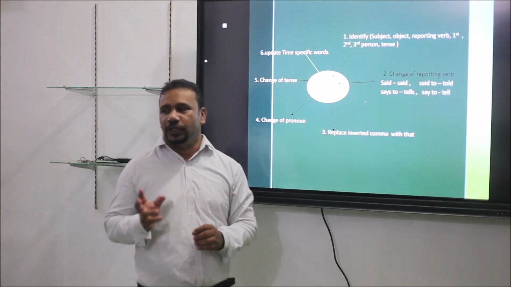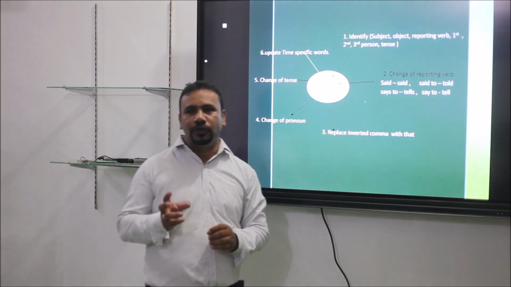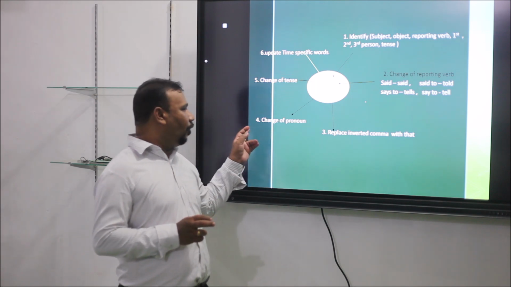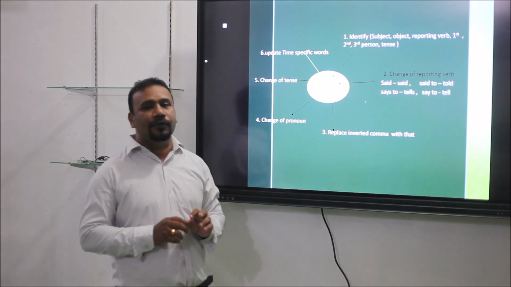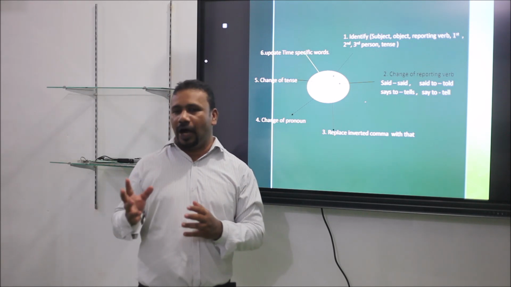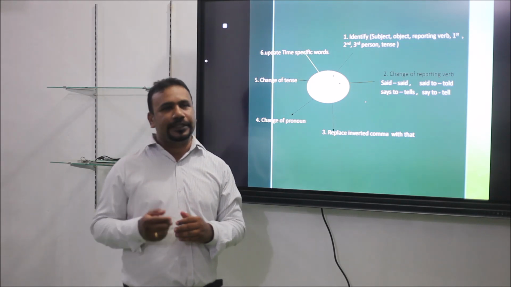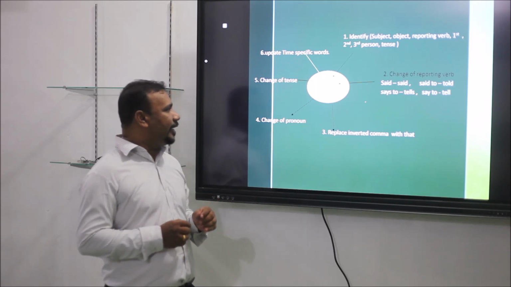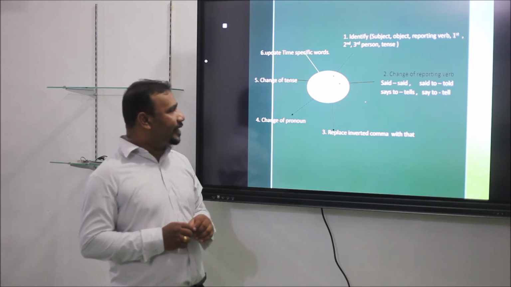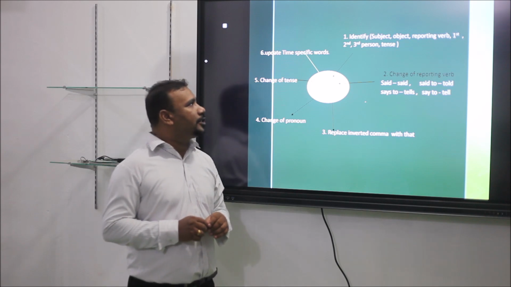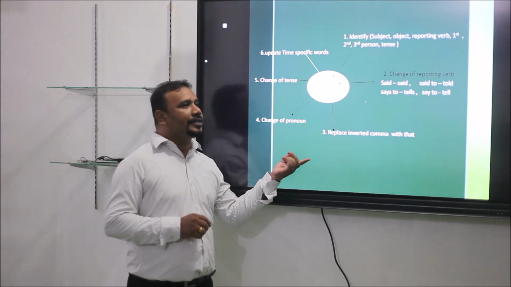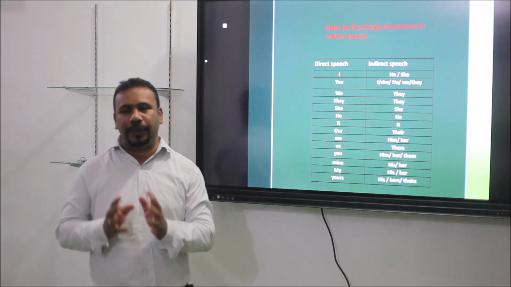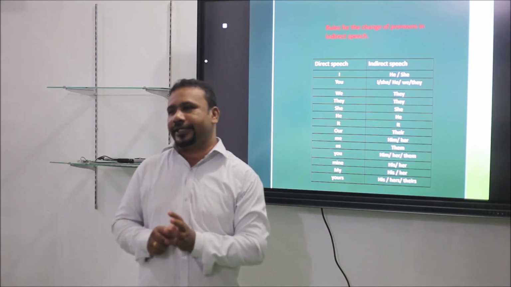As I mentioned earlier, we have to replace that. Fourth one, change the pronoun. I will let you know how the pronouns change in a table after this slide. Fifth one, change of tense. Sixth one, update time specific words. We can see that later on. Now you can see how direct speech has become indirect speech.